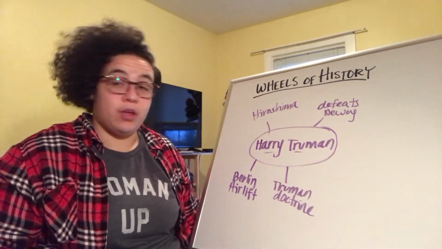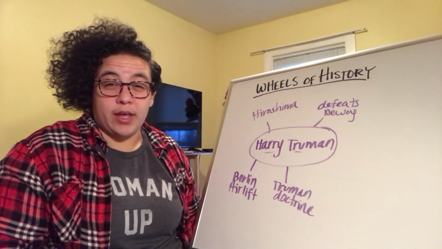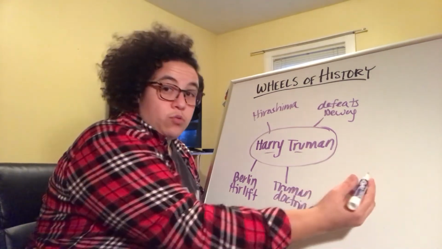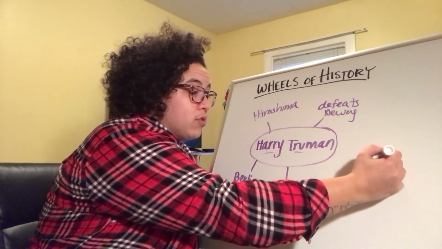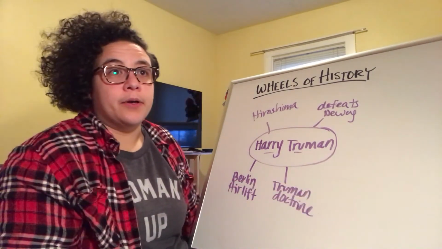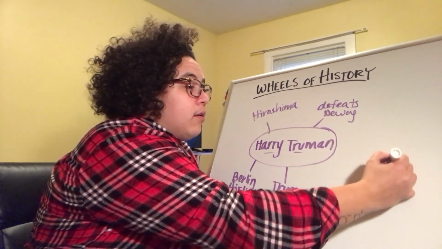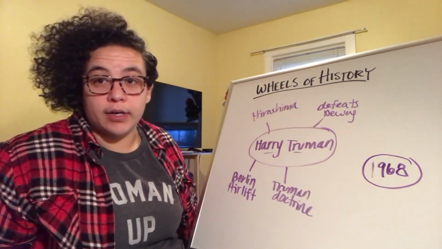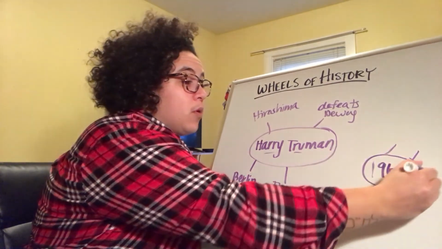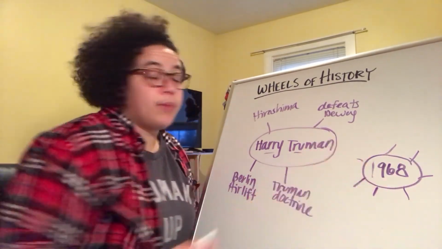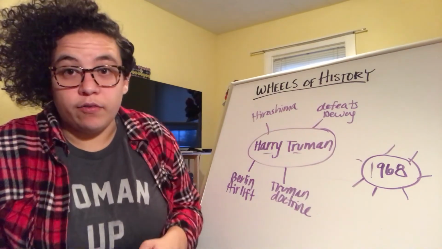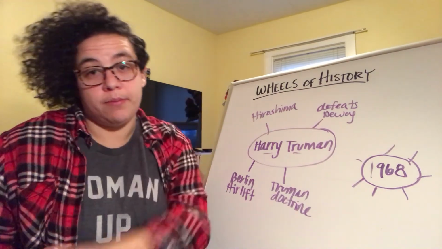It also works well with concepts. In terms of events, maybe you just want to look at a year. So maybe you just got 1968. You could just have a wheel for 1968 and then just spoke out the different things that happened in 1968. So that's one way that you could study for AP World, AP US, AP European History.